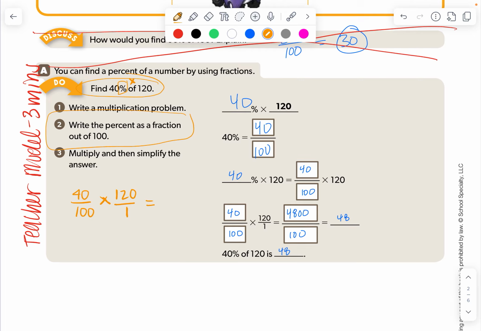Then you do your math. Students may not know what 40 times 120 is, but students should know what 4 times 12 is, 48. Insert your zeros back. We had 2 zeros that we ignored, so we're going to put those 2 zeros back in. And then 100 times 1 is just 100. When we are dividing by 100, we are getting 2 place values smaller. So cross out those 2 zeros, and we are left with 48.